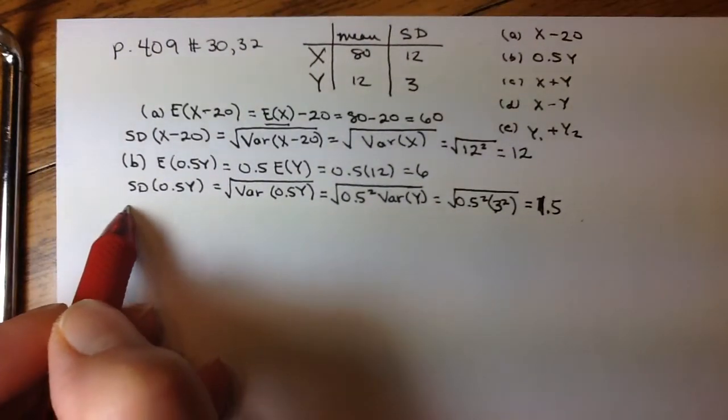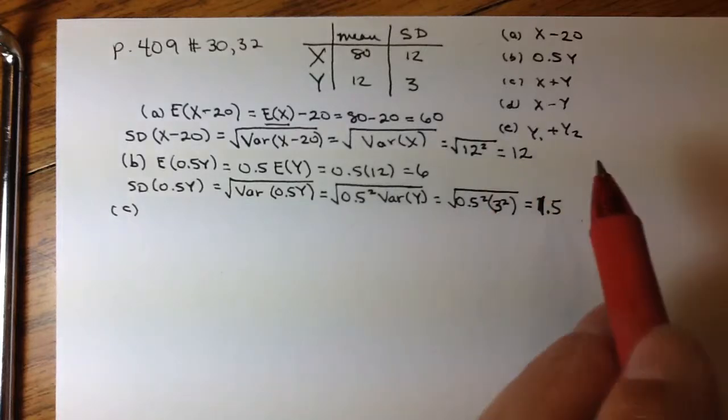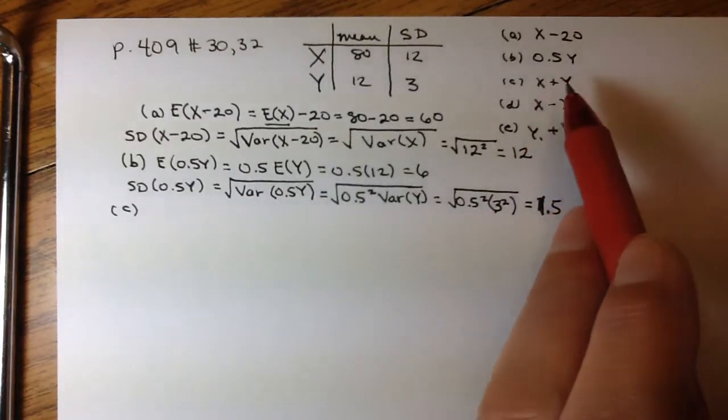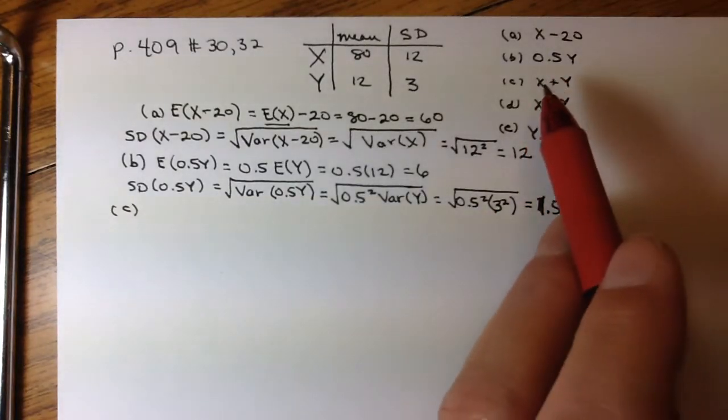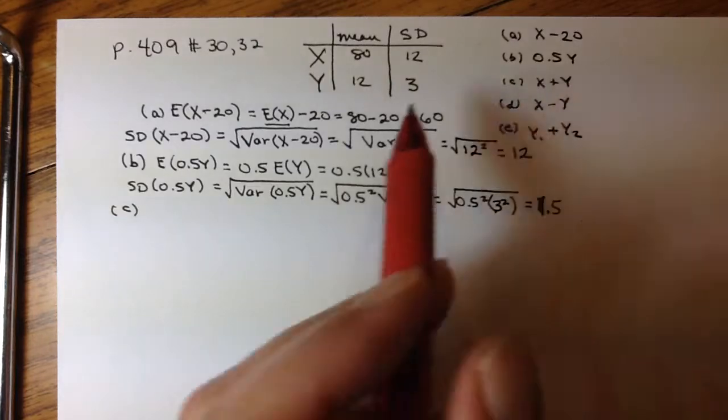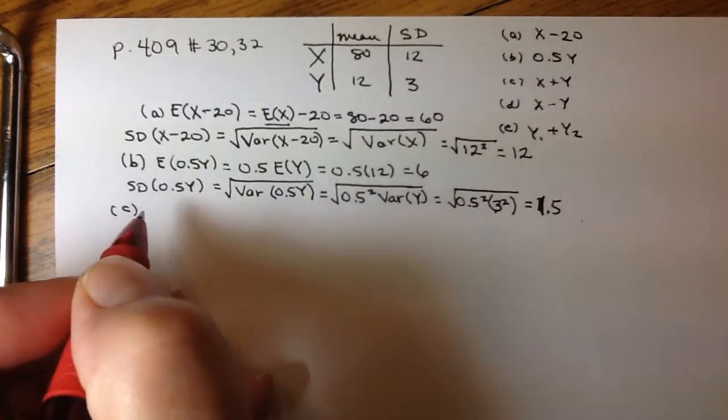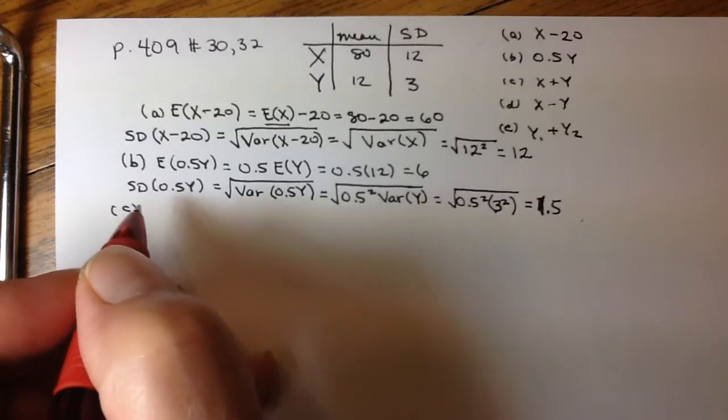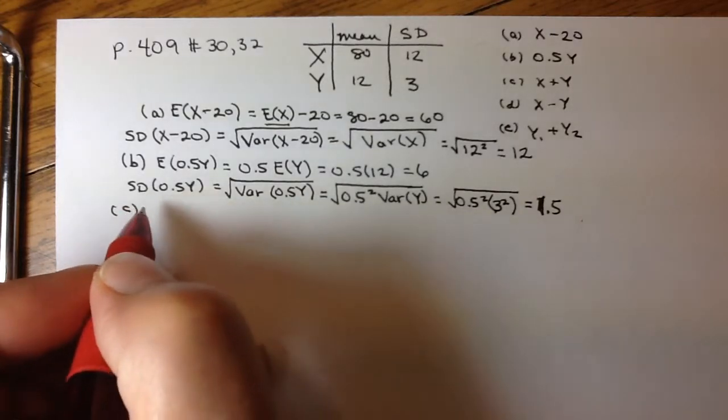Part C. We want the mean and standard deviation of the sum of two random variables. So this is like the dog plus bun step that we did on Friday. The only difference is we don't know the raw data. So we have to only work with the summary statistics.